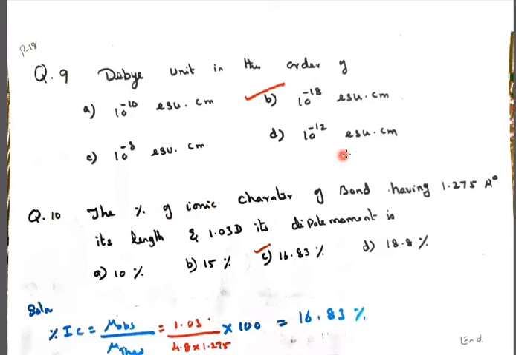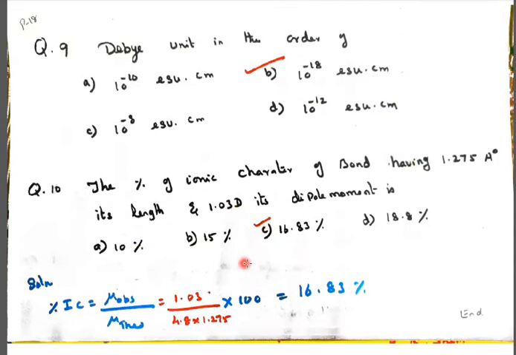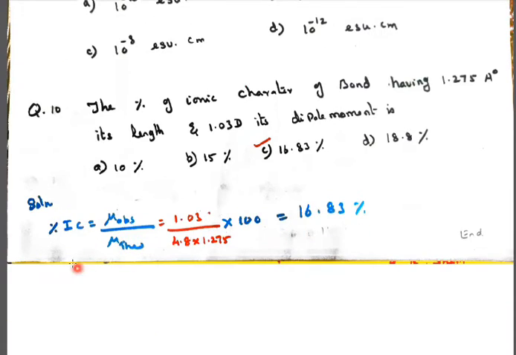So the percentage of ionic character of a bond having 1.275 Angstrom bond length and 1.03 D dipole moment is 10%, 15%, 16.83%, or 18.8%. In order to calculate the percentage of ionic character, it is mu observed divided by mu theoretical. The mu observed value is given in the question, 1.03 D, and the theoretical value is a calculated value, that is Q into d.